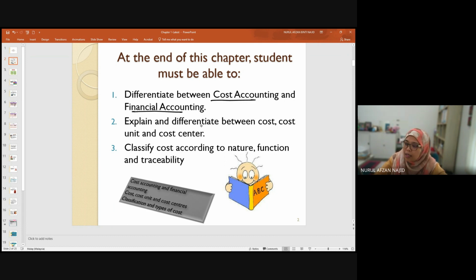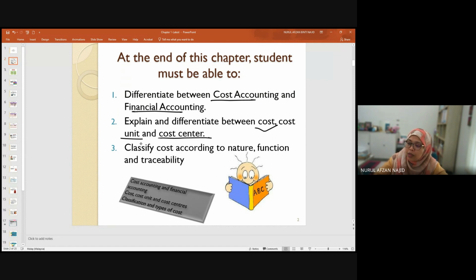Alright. Selain daripada itu juga, we explain about the definition of cost, apa itu cost unit, and also what is the cost center. Apa yang dimaksudkan dengan cost, okay? Bagaimana dia diukur, measurement of the cost and so on. So macam mana pula kita nak tengok business department ataupun cost center for that particular manufacturer, okay?